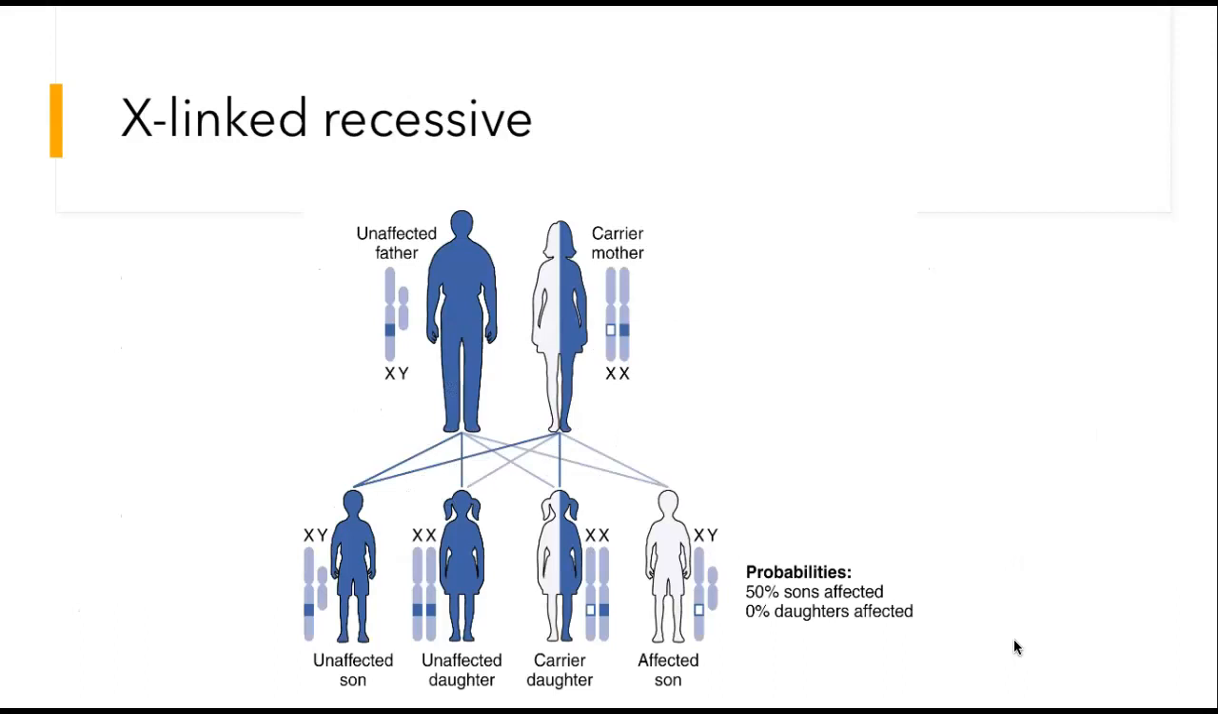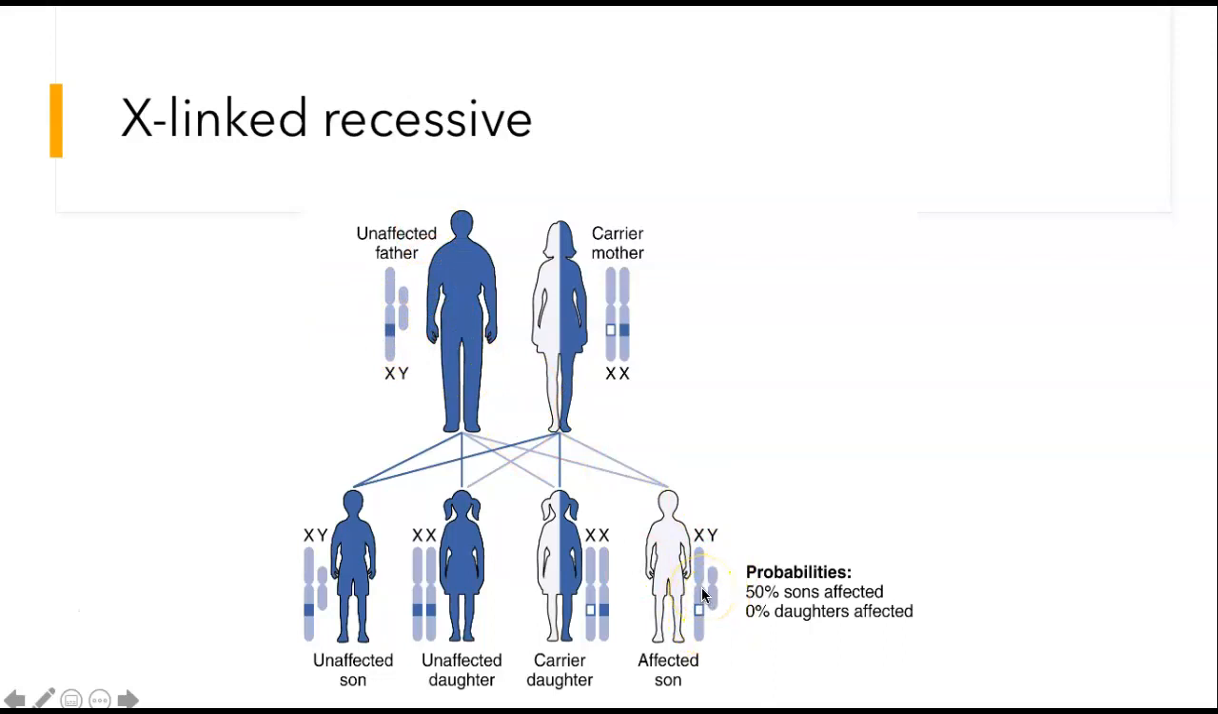So here is what it looks like in an X-linked recessive. We have the unaffected father and a carrier mother, and she can obviously give her affected X or her unaffected X. If she gives her affected X to the son, well, unfortunately, he's going to be affected. Let's just say this is colorblindness. If she's carrying the colorblindness trait, well, father didn't give an X, so there's no dominant X to mask this. The Y does not mask it.